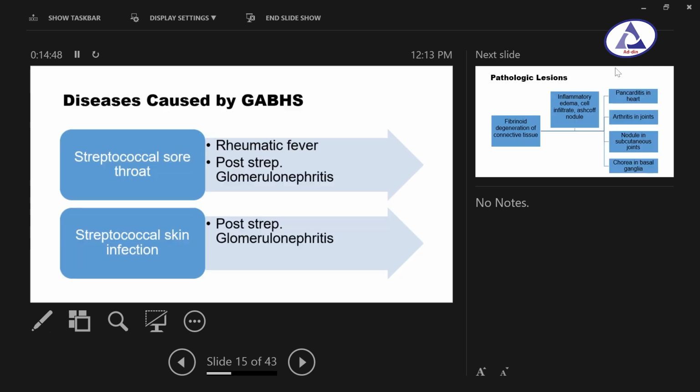Disease caused by group A beta hemolytic streptococcus: streptococcal sore throat produces rheumatic fever and acute glomerulonephritis. But when streptococcal skin infection occurs, they develop post-streptococcal glomerulonephritis, not acute rheumatic fever.